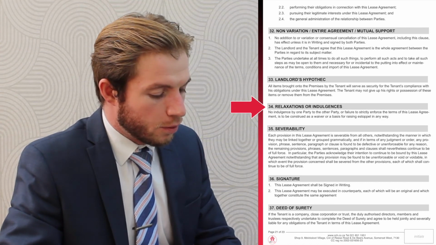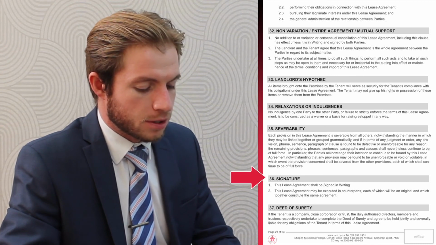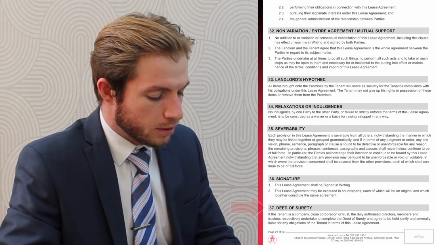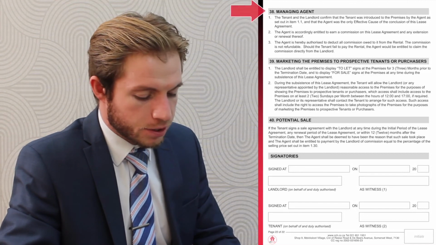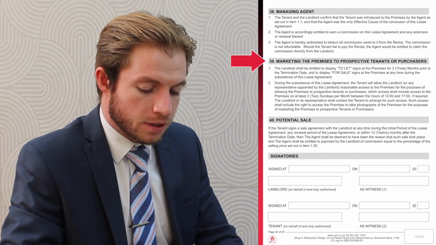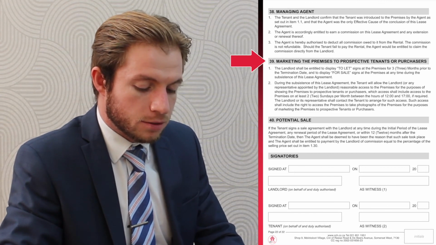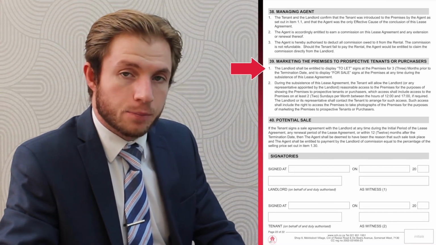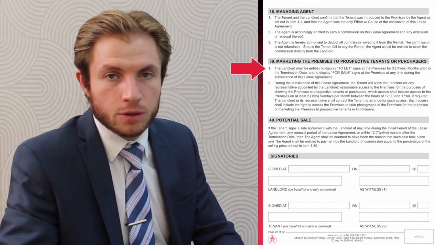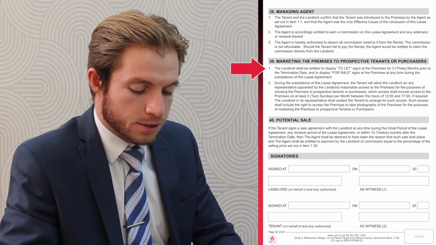Clause 34 and 35, pretty straightforward. Clause 36, signature. This lease agreement shall be signed in writing. 37, deed of surety, straightforward. Clause 38, managing agent, not applicable to you guys. Clause 39, marketing the premises to prospective tenants or purchasers. Just also take note of this. The landlord shall be entitled to display a to-let sign at the premises 3 months prior to the termination date. And also, he will be allowed to display a for sale sign should the landlord decide to sell the property.